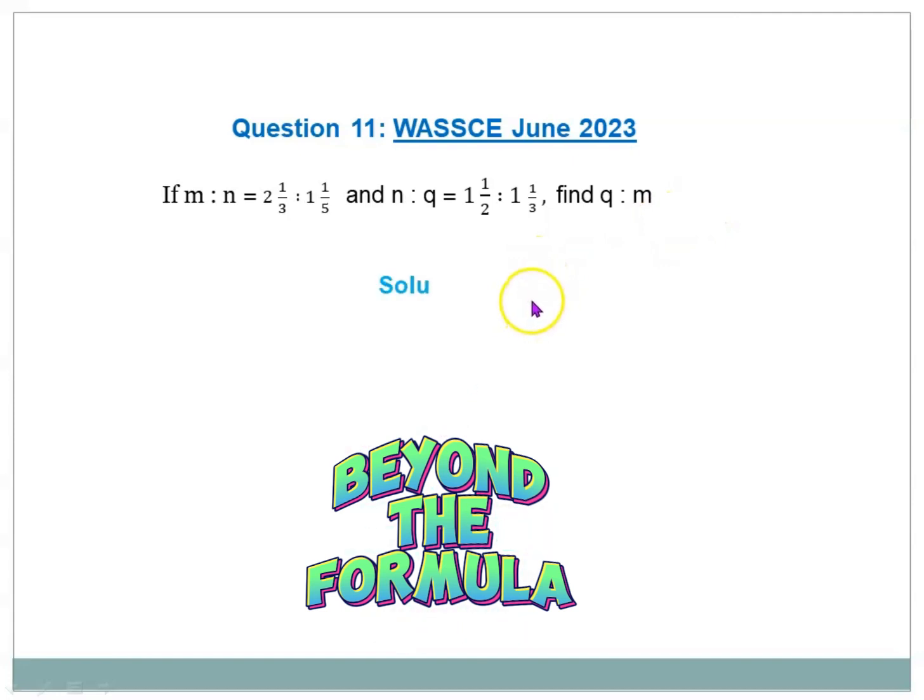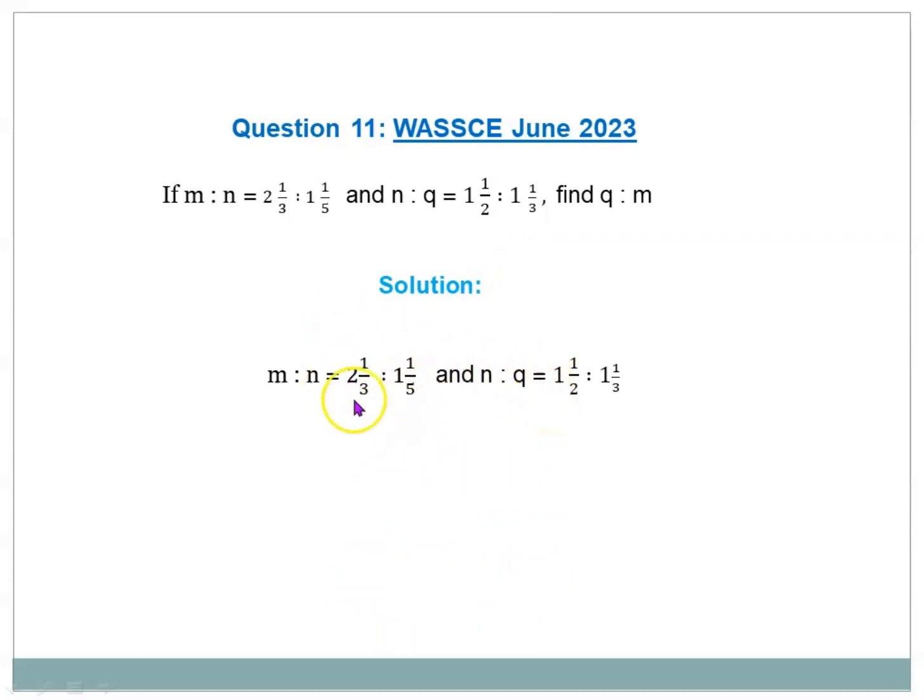Now let's proceed. Here is the solution. This is the question, right? The first thing we need to do is see that they are all mixed fractions. So the first thing you need to do is change these mixed fractions to improper fractions. Let's do that. We have m ratio n, that is 2 and 1/3 ratio 1 and 1/5. Then we change to improper fractions. How can we do this?